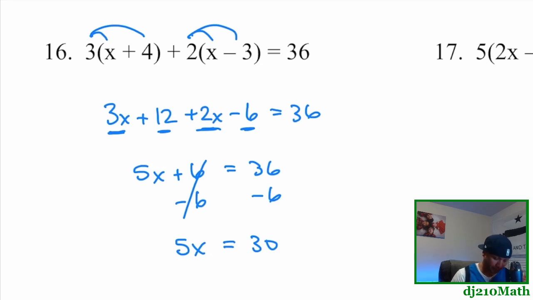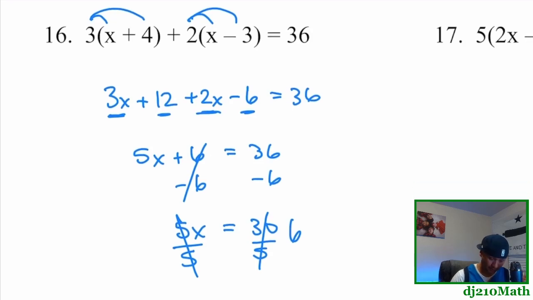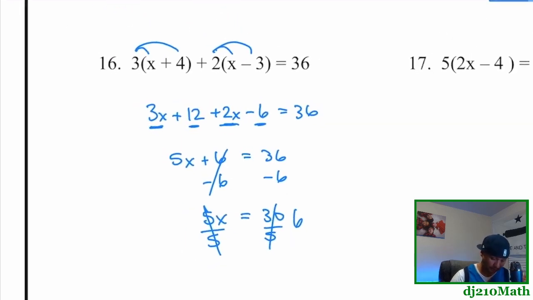Solving for x, we divide both sides by 5. So cancels on the left. 30 divided by 5 is 6. Therefore, x is equal to 6.